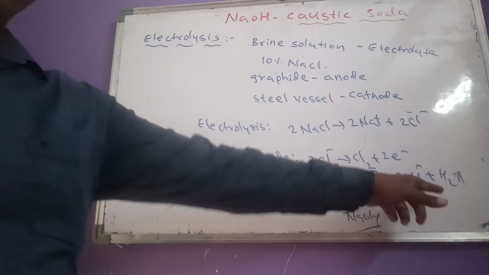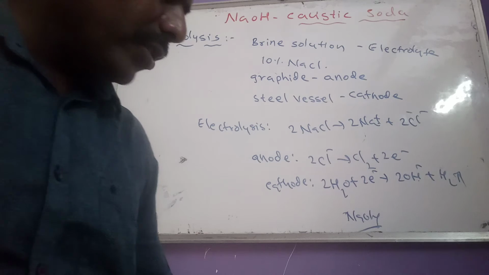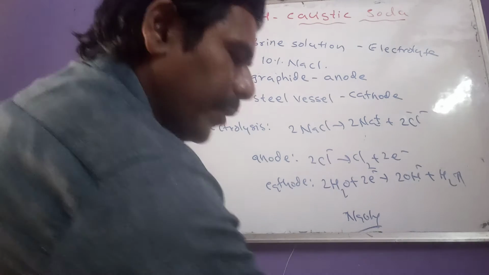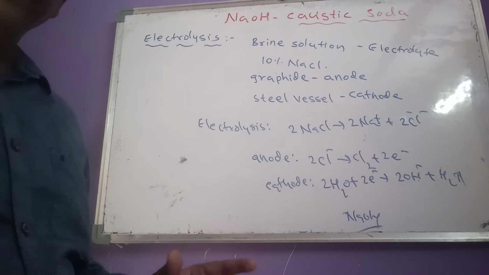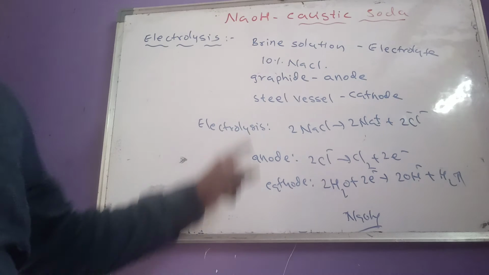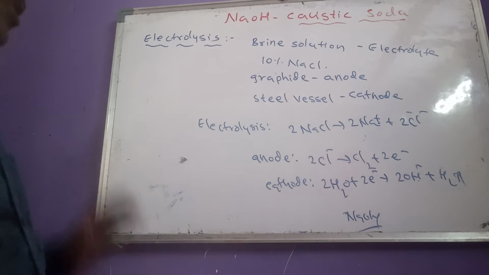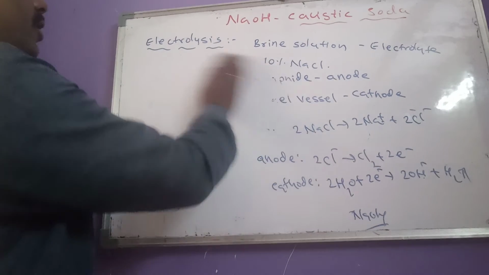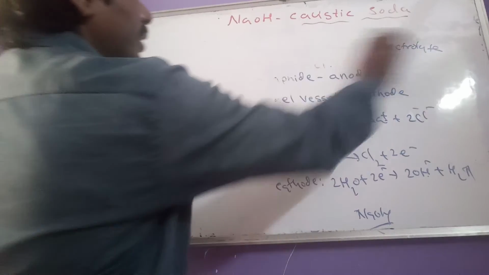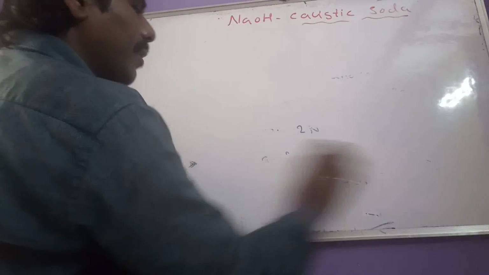This is a beneficial method, because the byproducts of this method are chlorine and hydrogen gas. We know that hydrogen gas is most important industrially, used as a fuel. So this is a beneficial method to prepare sodium hydroxide. This is the electrolysis method, or we can say the Nelson cell method.